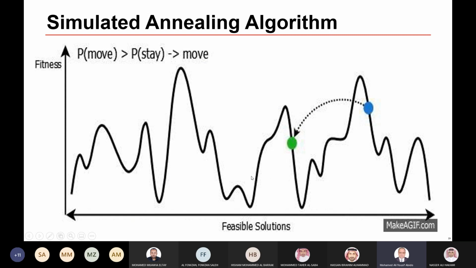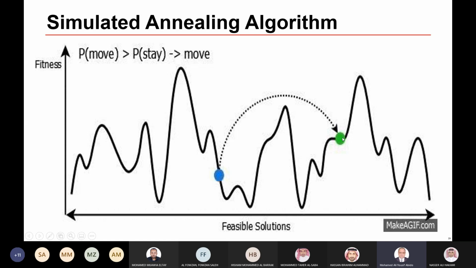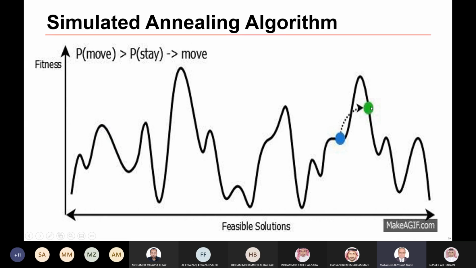So if we start again, this is the current solution, and this is the trial solution, and then you move here. Then this is the current solution, and this is the trial solution. So this is probably a maximization problem. So this will be moved. Maybe this is acceptable, but this is better. This is the best solution found so far.